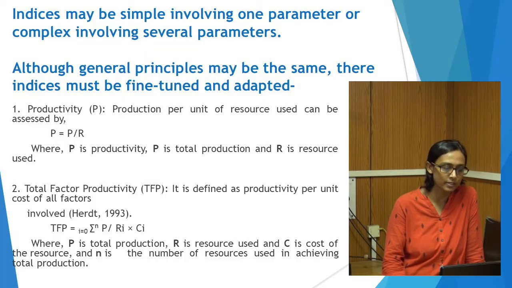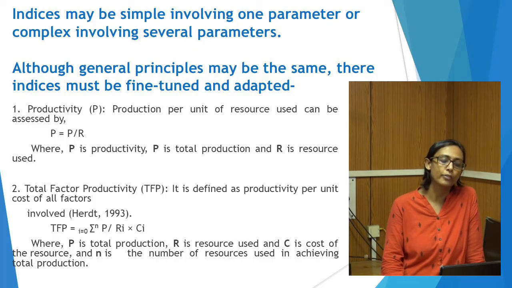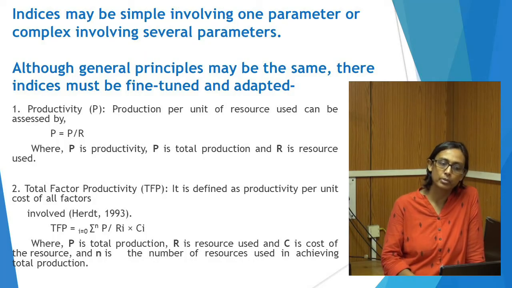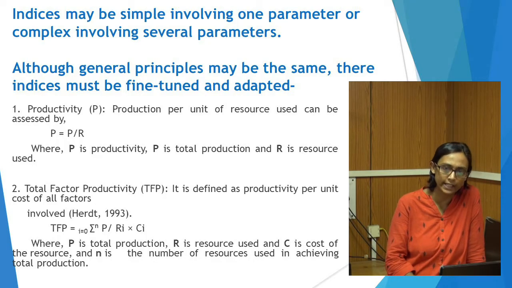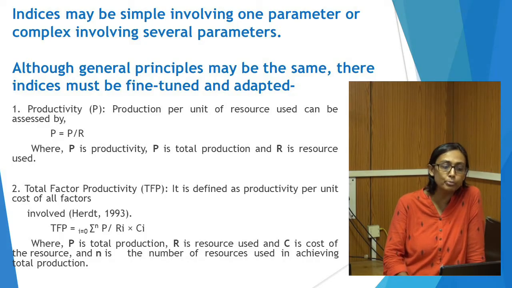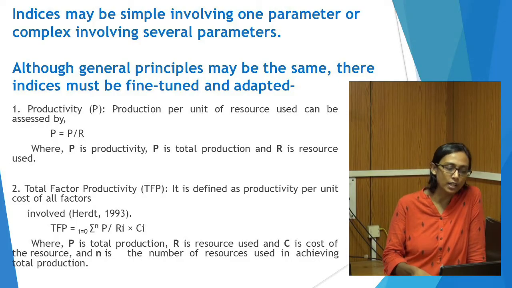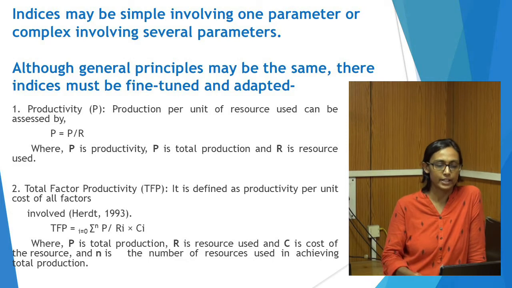The first one is productivity. Simple. Production per unit of resource used can be assessed by P. Productivity is equal to production by resource use. It can be any resource used. It can be land, water, nutrient or anything. For any input or resource used in producing something, we can calculate the productivity per unit of that resource.